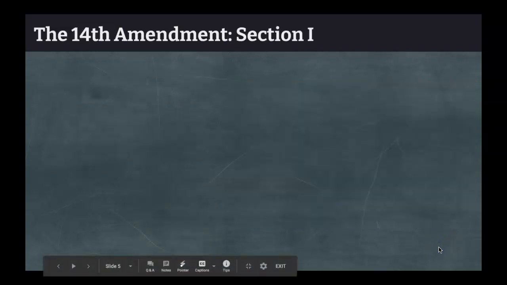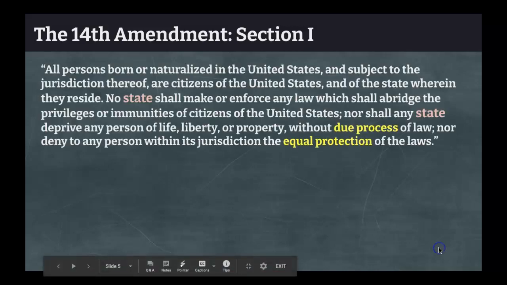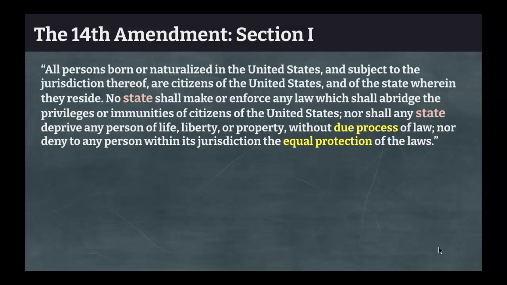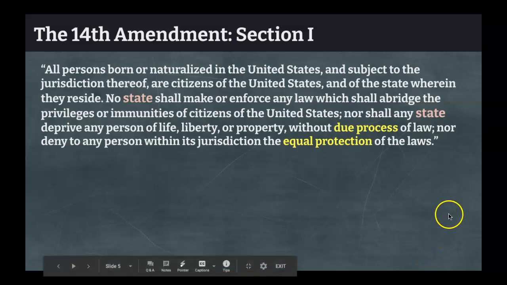So here is the 14th Amendment, Section 1. All persons born or naturalized in the United States and subject to the jurisdiction thereof are citizens of the United States, and of the state wherein they reside. No state shall make or enforce any law which shall abridge the privileges or immunities of citizens of the United States, nor shall any state deprive any person of life, liberty, or property without due process of law, nor deny to any person within its jurisdiction the equal protection of the laws.